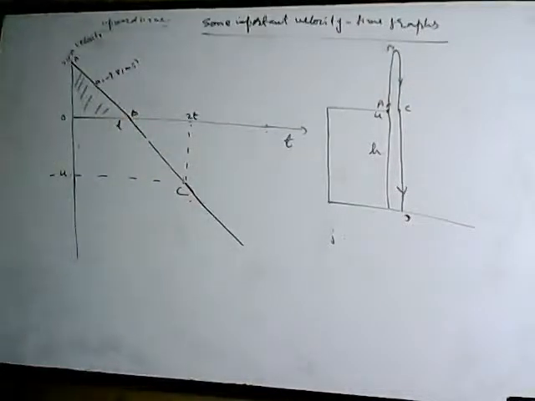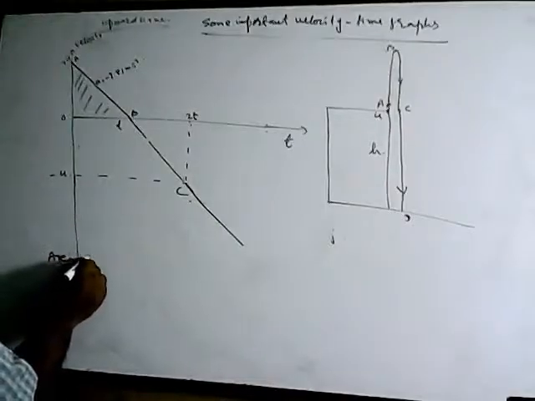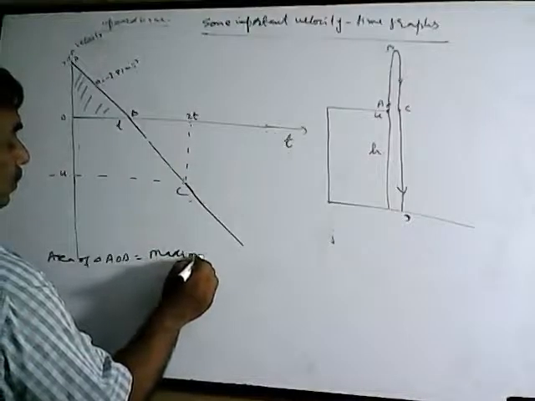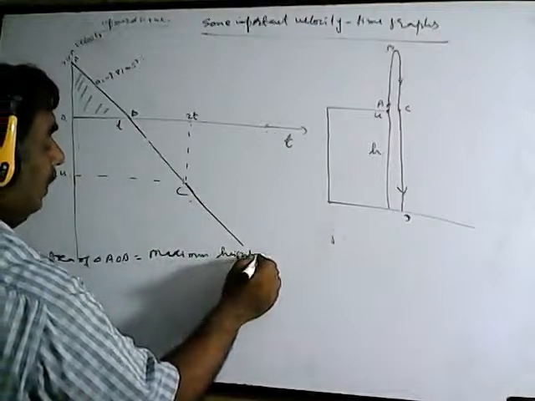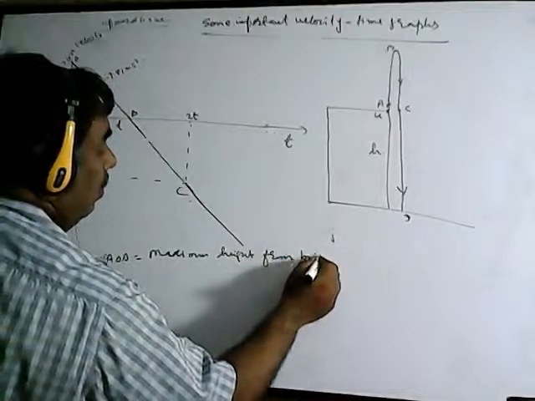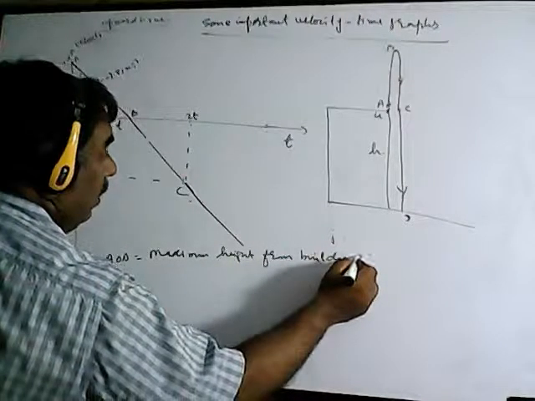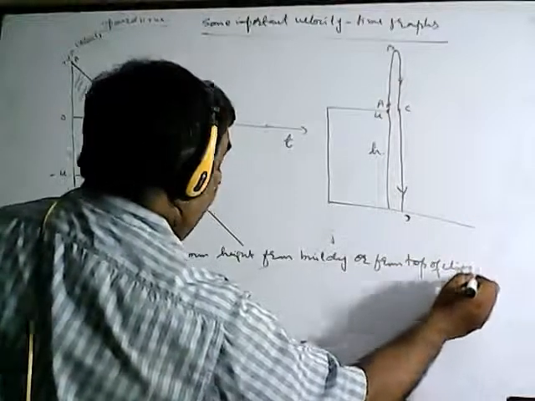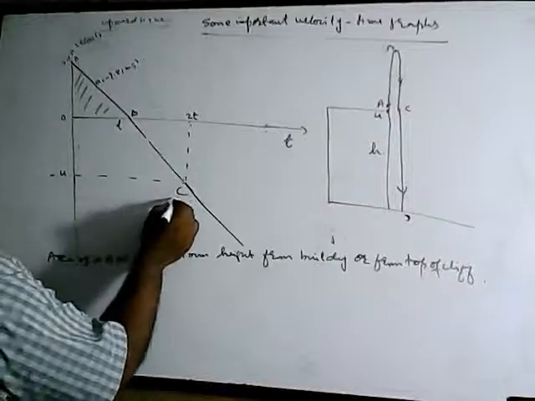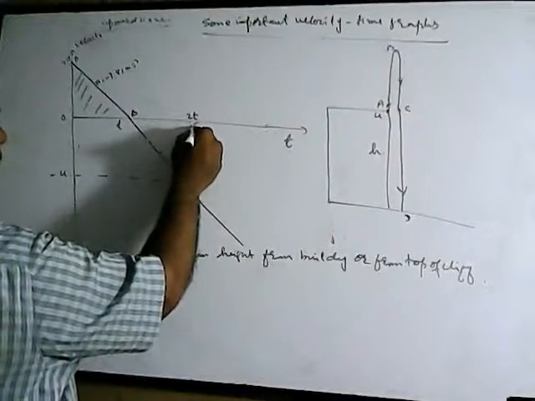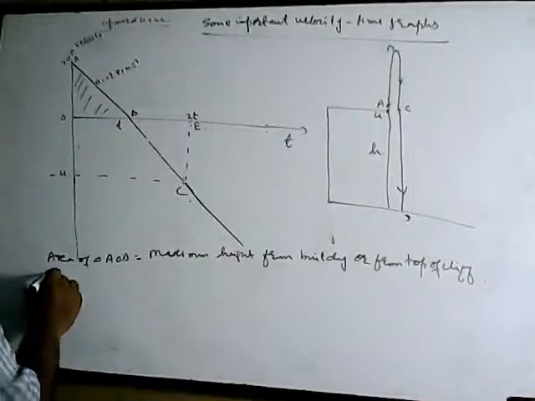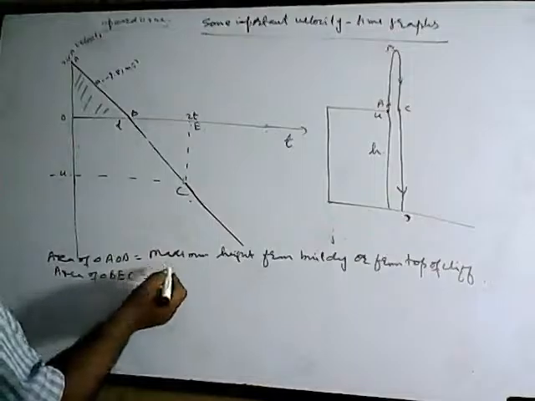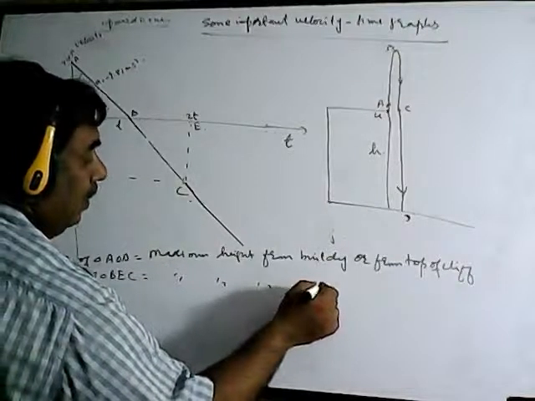So what is OAB? Area of triangle AOB is equal to the maximum height from the building or from the top of the cliff, if it is a cliff. Then it reaches C, and suppose I am taking this as E point. So what is BEC? Area of triangle BEC is the same, again the same maximum height from the building.